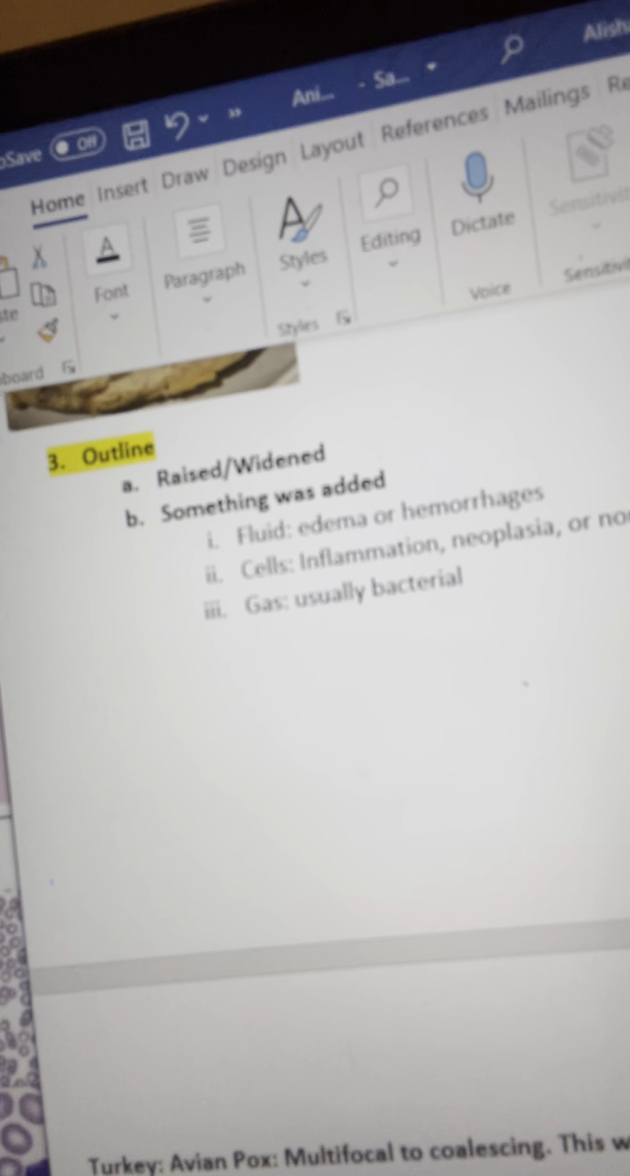So then we got into outline. Is it raised or widened? Something was added. Be it fluid, which means edema or hemorrhages. Have cells, which means inflammation, neoplasia, and normal elements. And then we have gas, which is usually bacterial.